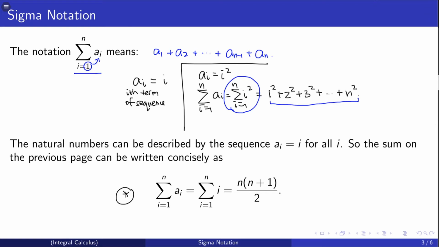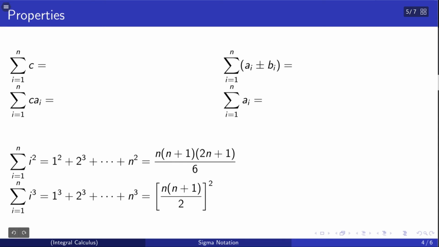Now let's just go through some properties quickly here. Some of these will seem pretty obvious to you, like the first one. The sum of C from I equals 1 to n. Okay, so what does this mean? Note here that C does not depend on the index I. And so what that means is when we're plugging in the number 1, the number 2, the number 3, all the way to n, this term here, C, does not change.